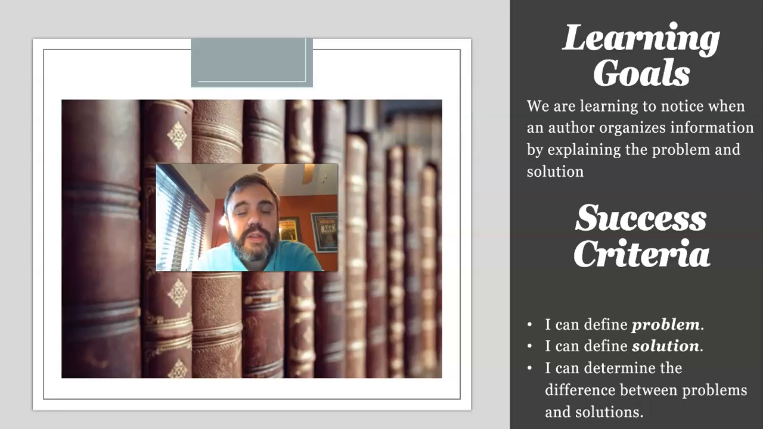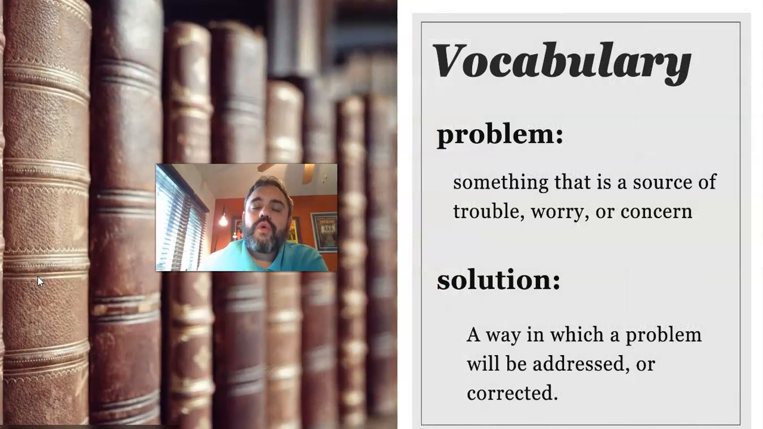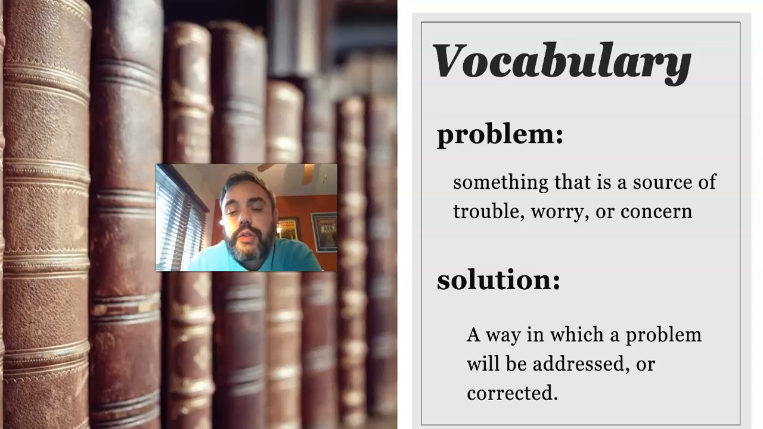All right, now let's dive into some vocabulary and then hit up an example. So our vocabulary today, two words you've seen quite often in your academic career. Just as a quick review, fourth grade definition time, the word problem is something that is a source of trouble, worry, or concern. Okay? Especially when we talk about reading, we're not concerned with math problems or something like that. We're talking about a topic or situation. And the solution is a way in which a problem will be addressed or corrected.